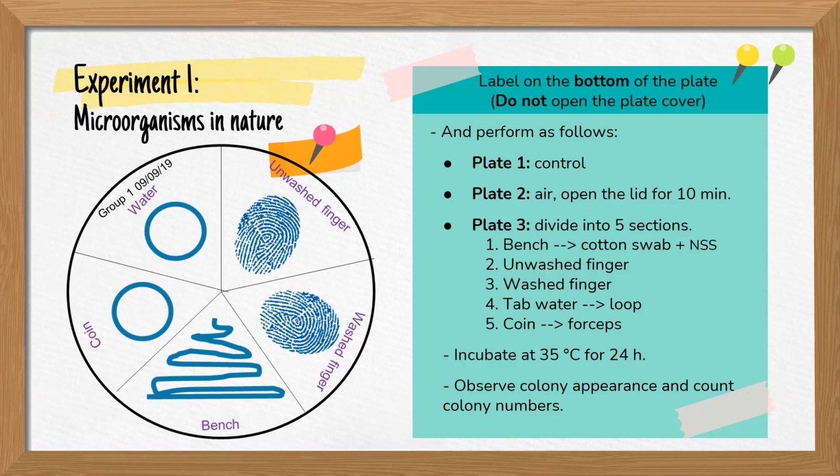After finishing all the test experiments, you will need to incubate the plates at 35 degrees Celsius for 24 hours by placing the plate upside down. Then, the next day, you will need to count colony numbers and record the size, type, and color observed on each section, and then write down the result on table 1.2.